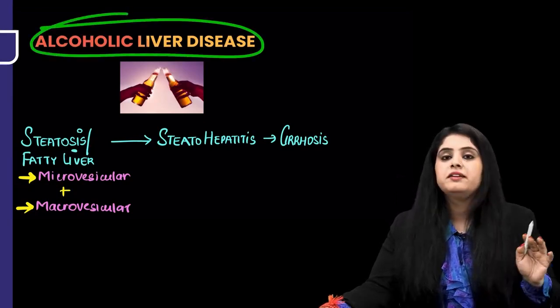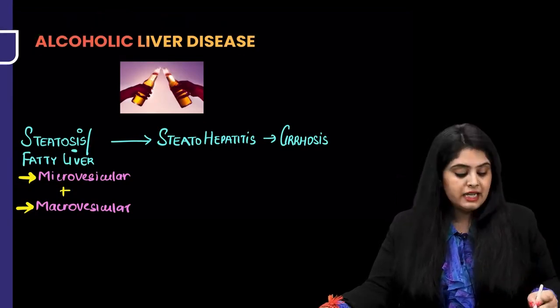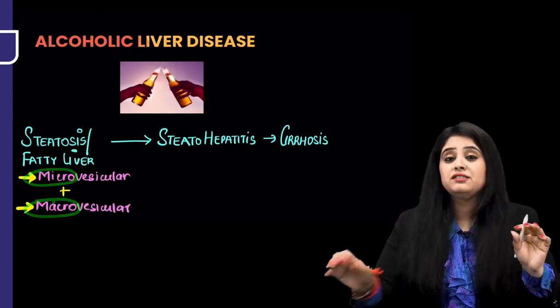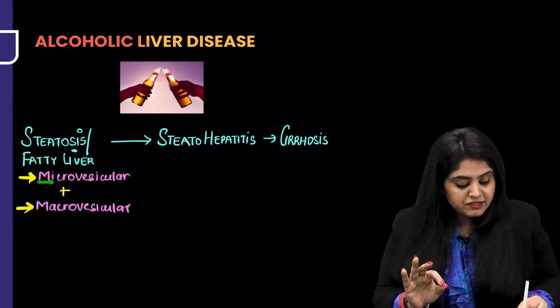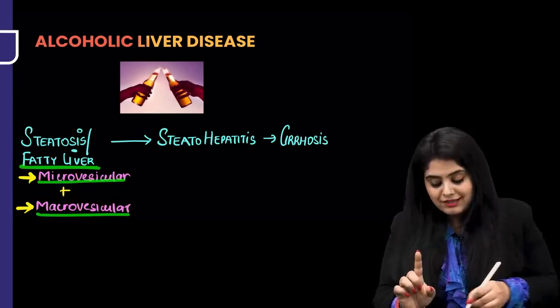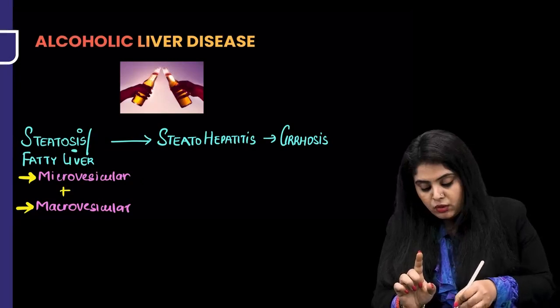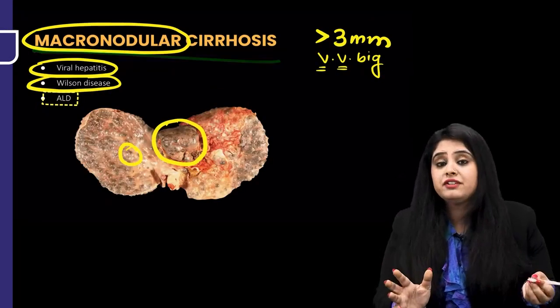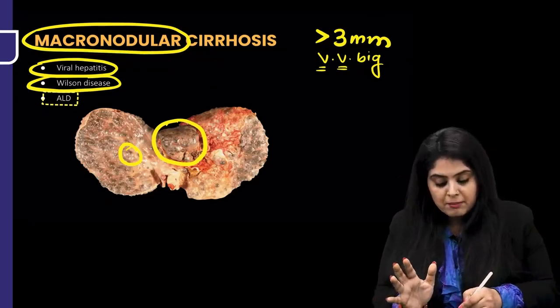Alcohol is loved by everyone, it is going to show everything. It will show you small vesicles also. It will show you big vesicles. Please note, microvesicular fatty liver and macrovesicular fatty liver is not the same as micronodular cirrhosis and macronodular cirrhosis. Please note that difference. Many students get confused.